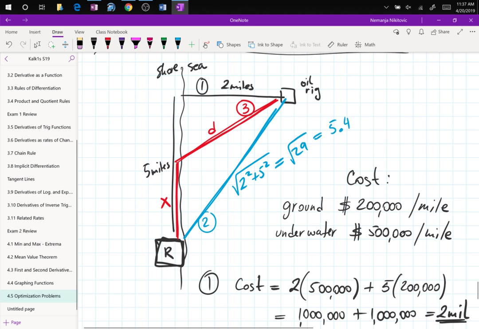I definitely have d in the triangle. How about x? It's 5 minus x. Yes. This side over here is 5 minus x, because if the whole distance is 5 miles and the bottom is x, then that distance is 5 minus x.